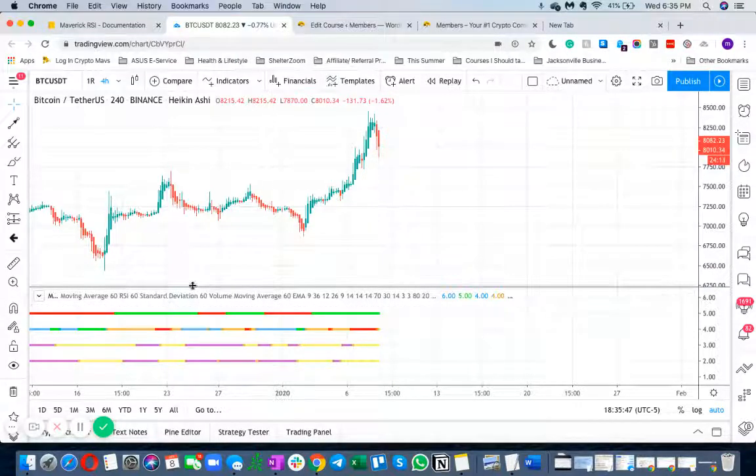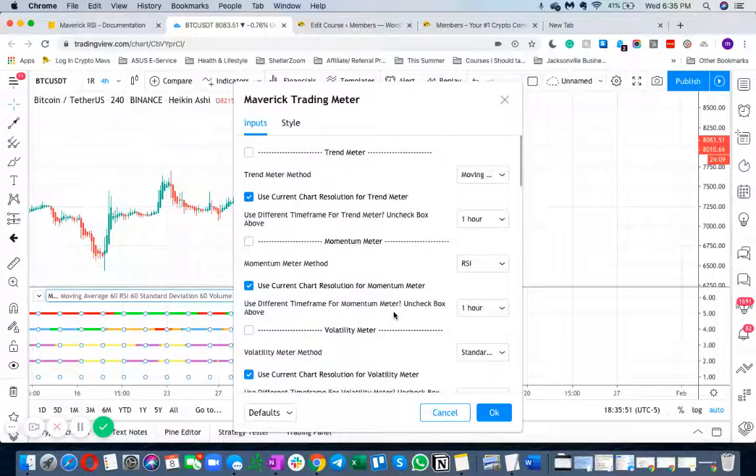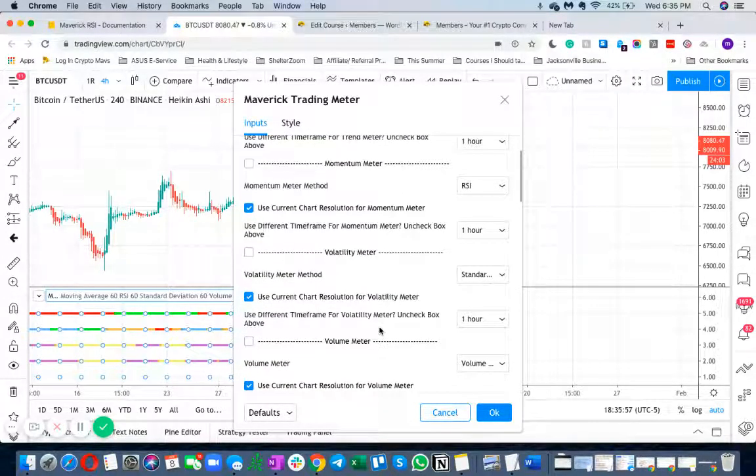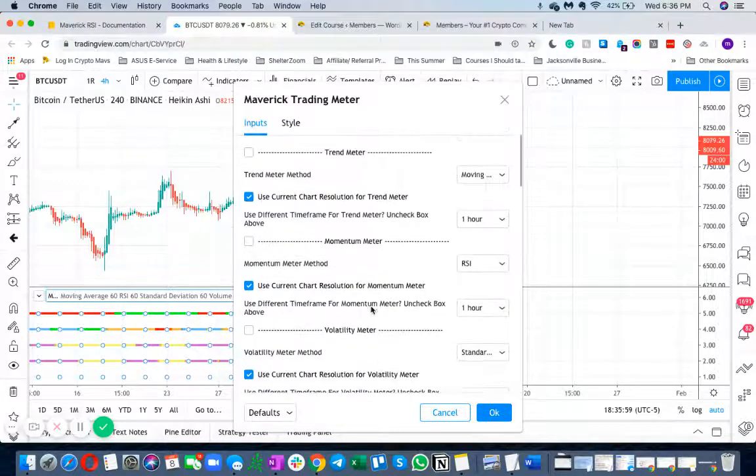And I think the best way to show you this is actually to jump into the settings here real quick. So you can see here there are really four main categories of indicators, not just for this indicator, but in general. We have trend indicators, momentum indicators, volatility, and then volume indicators. And so these four different types tell us different things about the market.